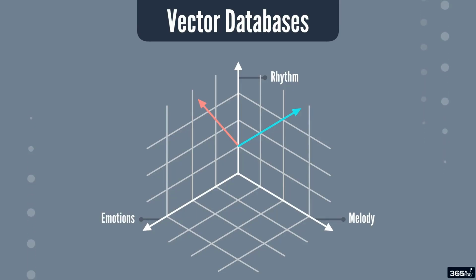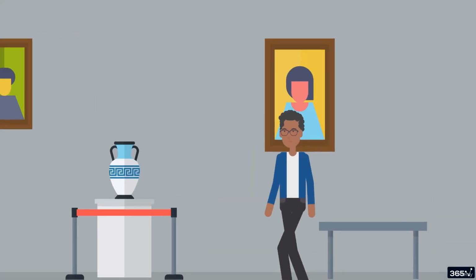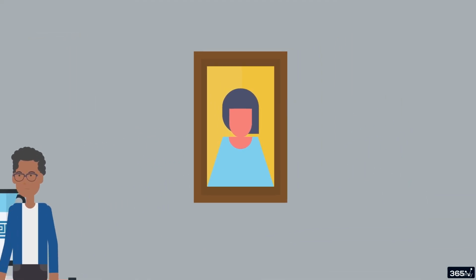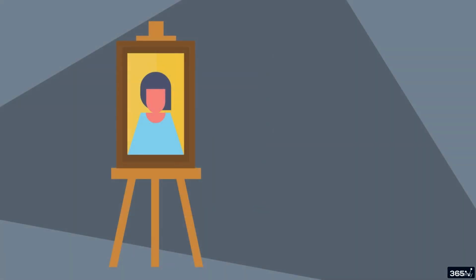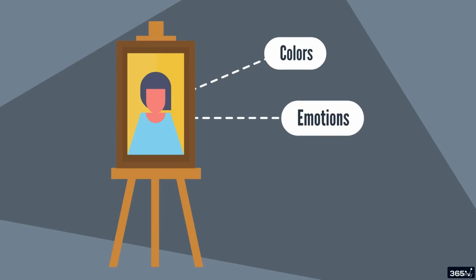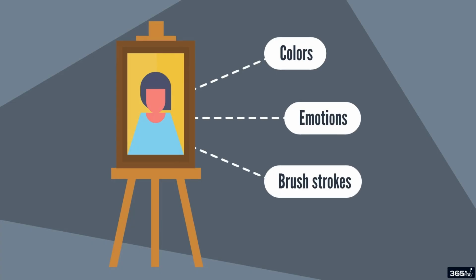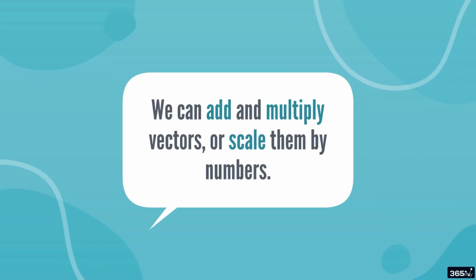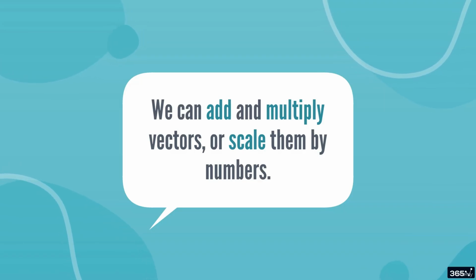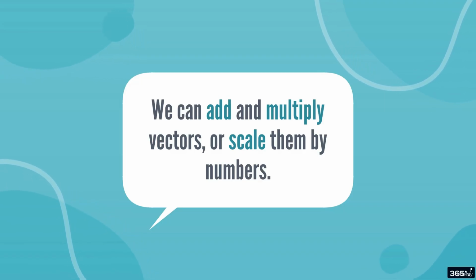Imagine walking into a gallery where each painting is not just a flat image, but a portal to a world with many dimensions. Some dimensions represent the colors used, others the brushstrokes, and still others the emotions the painting evokes. Each piece of data is like one of these paintings in a vector space, only it is described by its unique set of dimensions. Mathematically, a vector space is a set whose elements, also known as vectors, can be added together or multiplied by numbers. We can exploit those properties when working with a vector database.